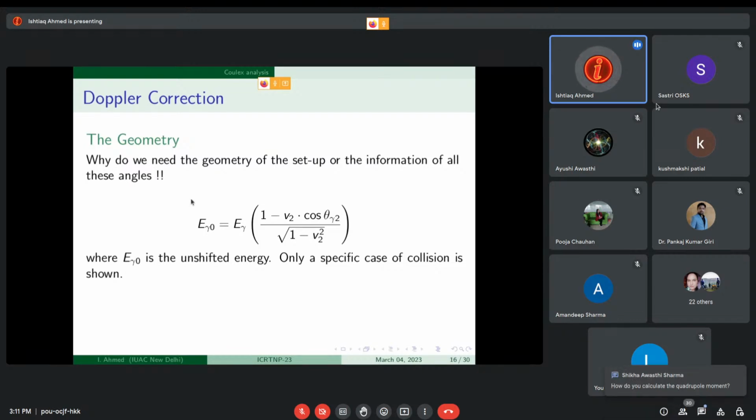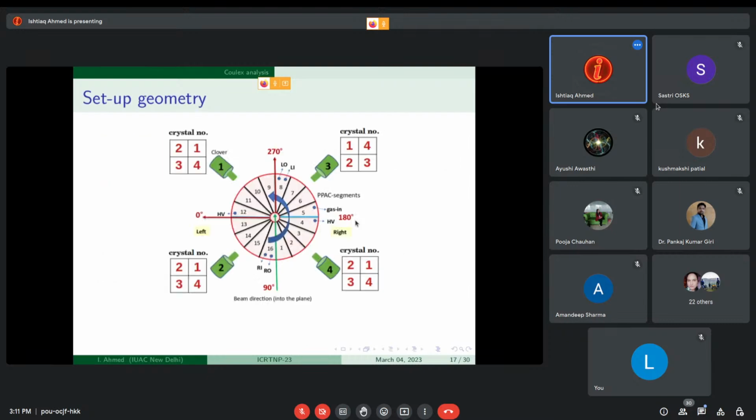Because of the geometry, I mean the precise angles where the Clover detector and the other PPAC detector are positioned, you can Doppler shift correct the gamma spectrum using this expression, where E gamma 0 is the unshifted original energy, E gamma is the shifted energy, V2 is the velocity, and theta gamma 2 is the angle between the gamma detector and the particle detector. This is again the setup geometry, so I will skip it.